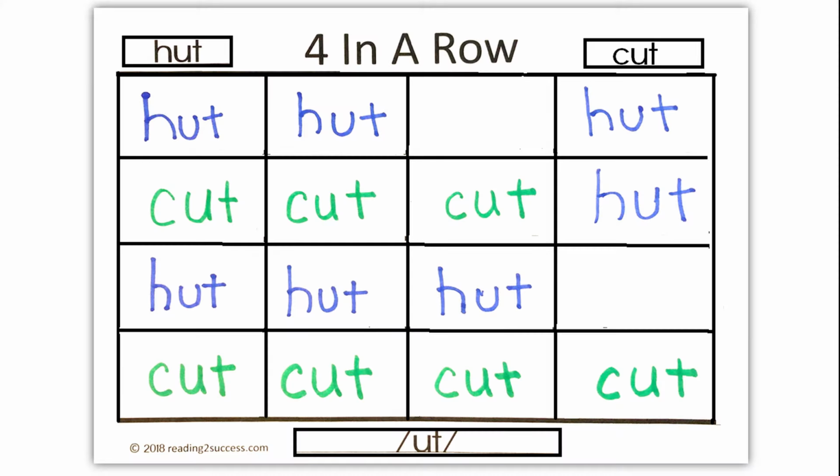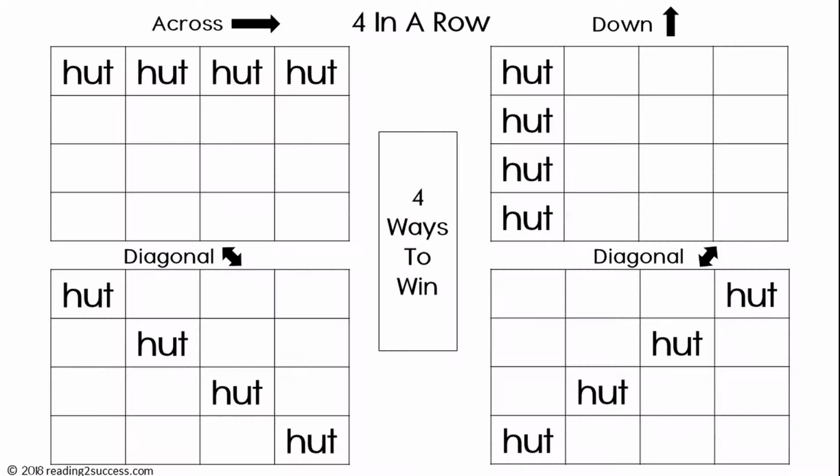This activity is called 4 in a row and takes 2 people to play. The words chosen for this activity were hut and cut from the ut family. The first person who gets 4 in a row, either across, diagonal, or down, wins the game.